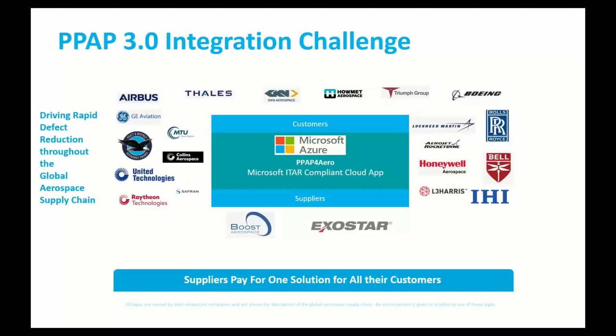By the way, all the logos are owned by the respective companies. They're shown just for description of the global aerospace supply chain. There's no endorsement given or implied by using these logos. But you fit somewhere into this diagram. And again, they tweaked it a little. They use a little different. Is there some way we can put these together and use them all?